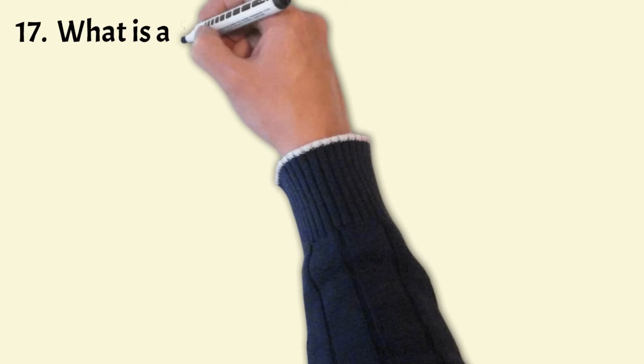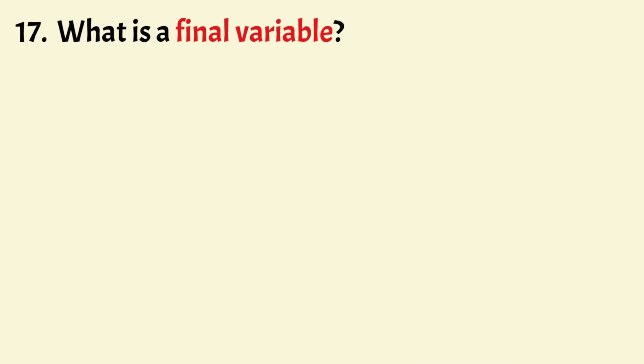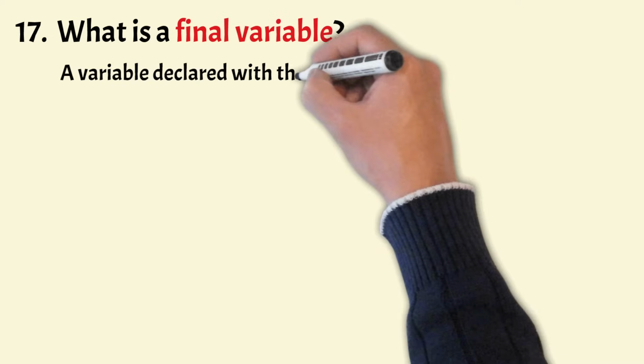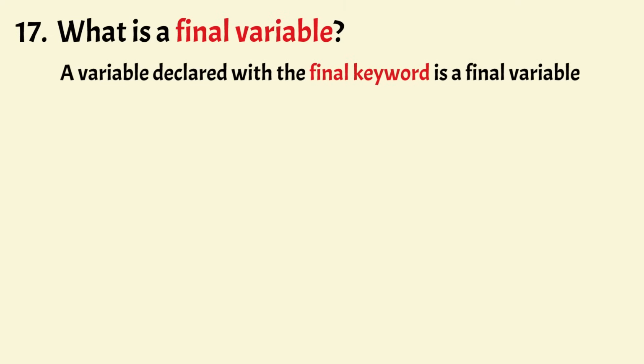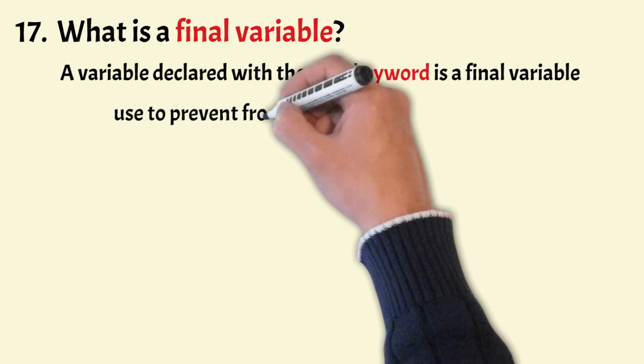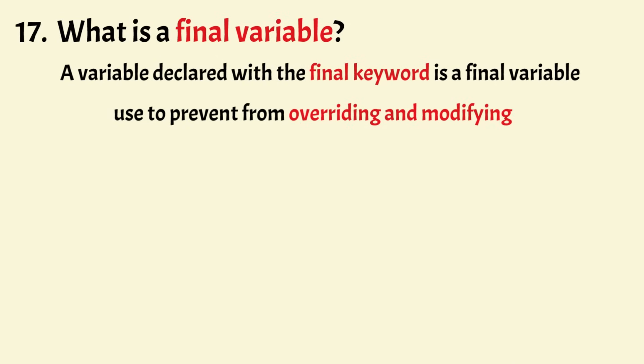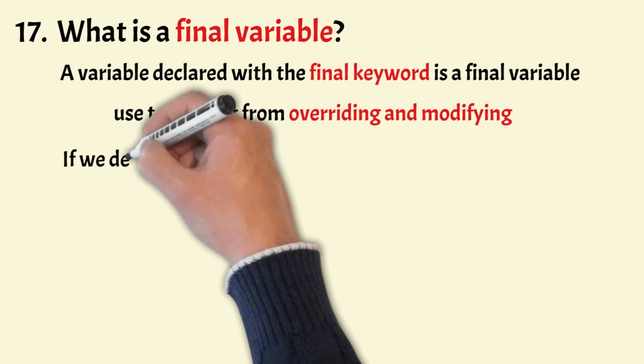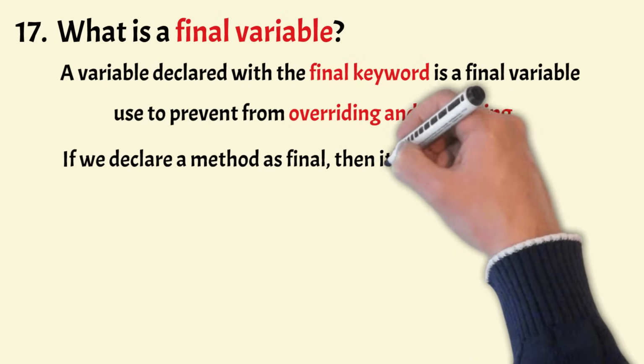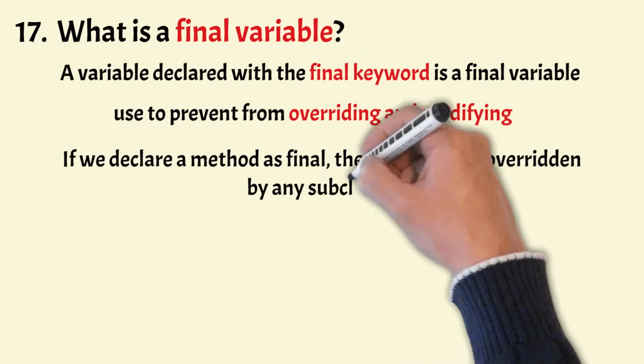Okay, so coming to the next one, what is a final variable? A variable declared with the final keyword is a final variable and is used to prevent overriding and modifying. So we can say a final variable, once assigned a value, can never be changed. If we initialize a variable with the final keyword, then we cannot modify its value. And if we declare a method as final, then it cannot be overridden by any subclasses.